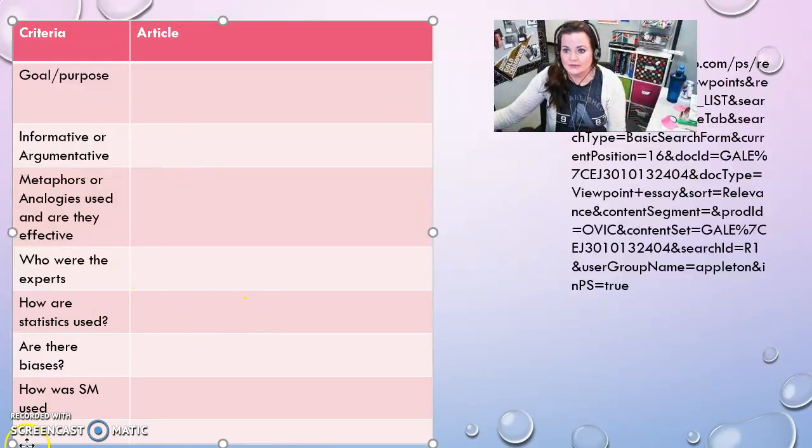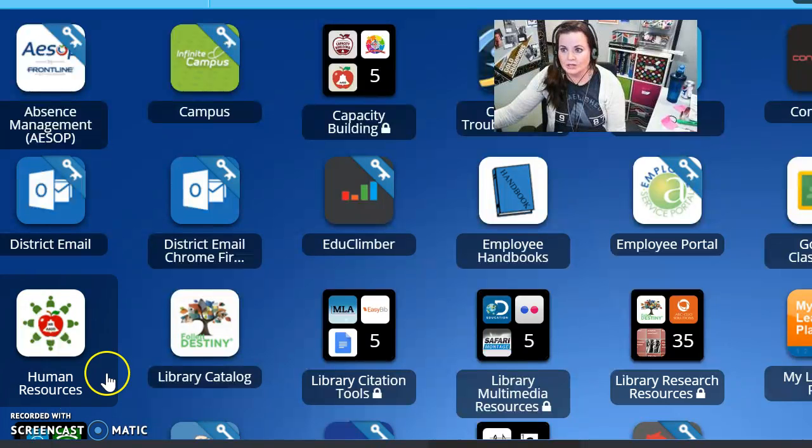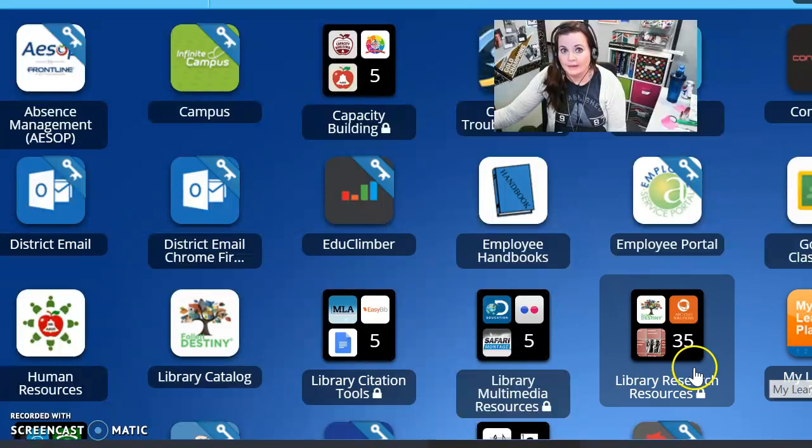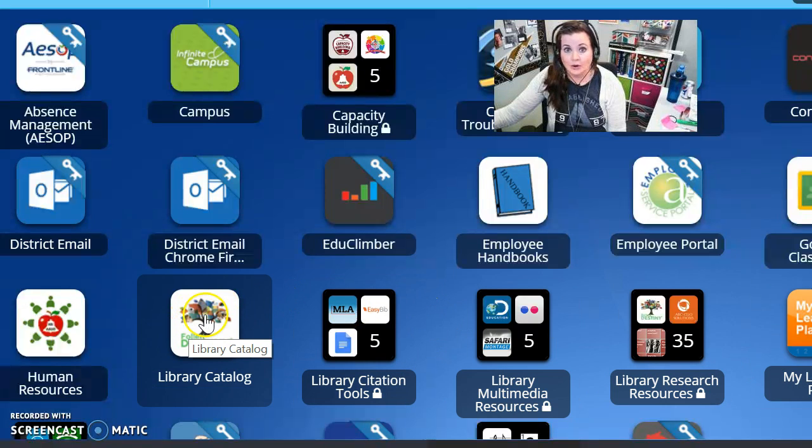I'm going to just pause this for a second so I can start it back up and show you where to find some good resources. Alright, so I wanted to make sure that you guys know where to find some good resources. Here you can see my class link. Now everybody should have class link on their Appleton Area School District homepage.